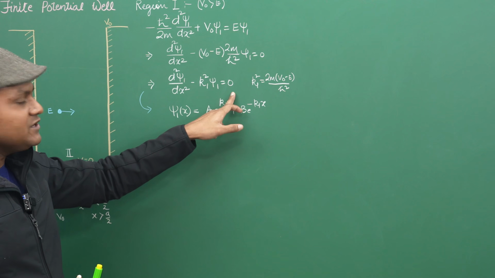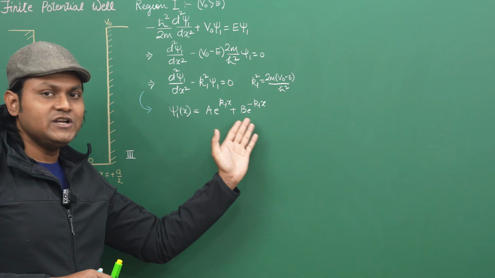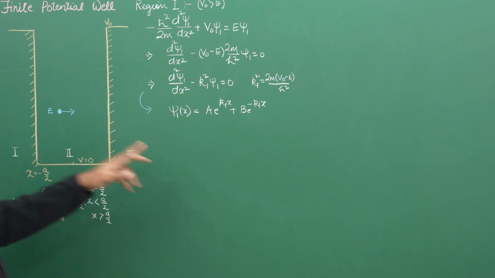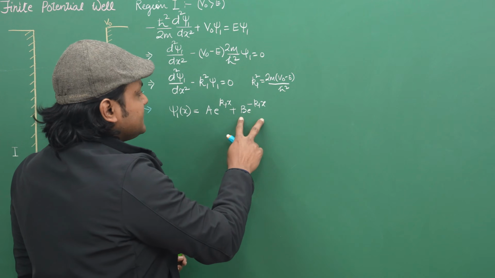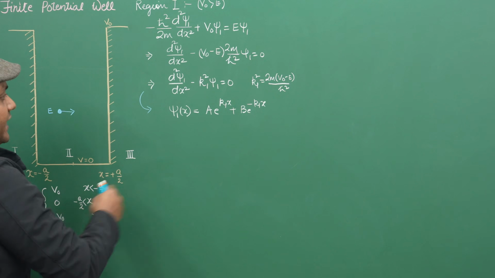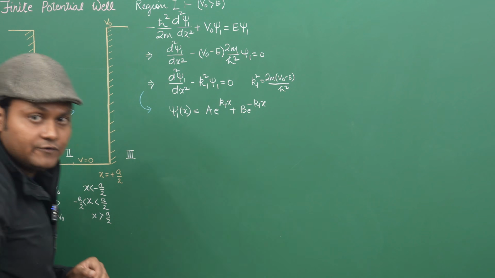So differential equations like this have exponential decay solutions like this. So this is the solution for region number 1. However, if you look at the first part and the second part, the first part is exponentially increasing towards the right, and the second part is exponentially increasing towards the left.